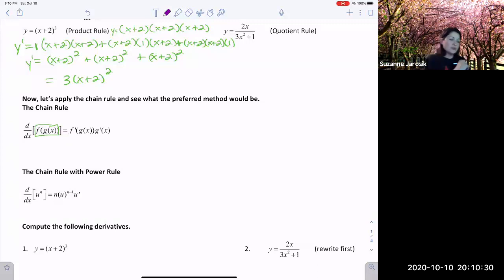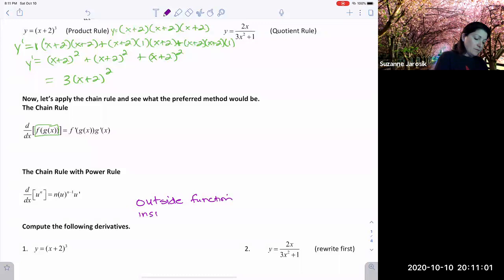So I'm actually going to show you on this one, the one we just did with the warm-up, how this would work, because you can use chain rule on this one as well. So our outside function, so let me talk about that real quick. In this case, our outside function, if you will, is something cubed.